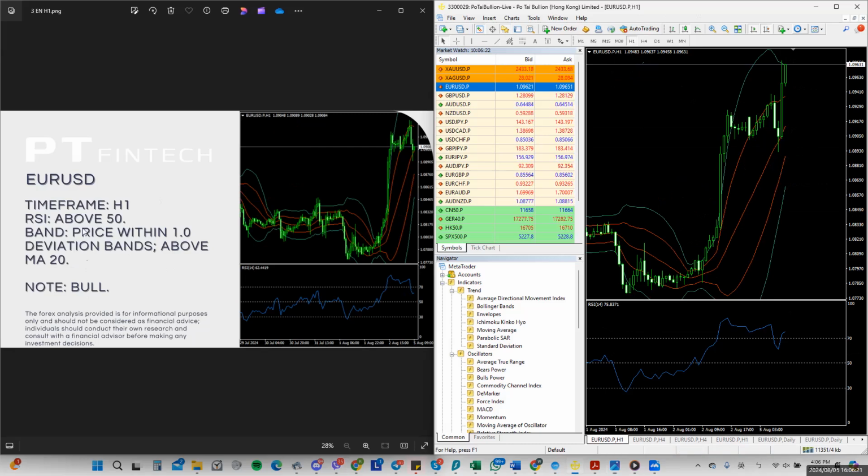Great. H1 claims that price is within the 1.0 deviation band above MA20, which is noted as a bullish signal. Right now, price is above MA20 and it's between the top bands, so it's more of a confirmation of a bull. Of course, we're not providing any signals here with PTips. We're just deconstructing the analysis.